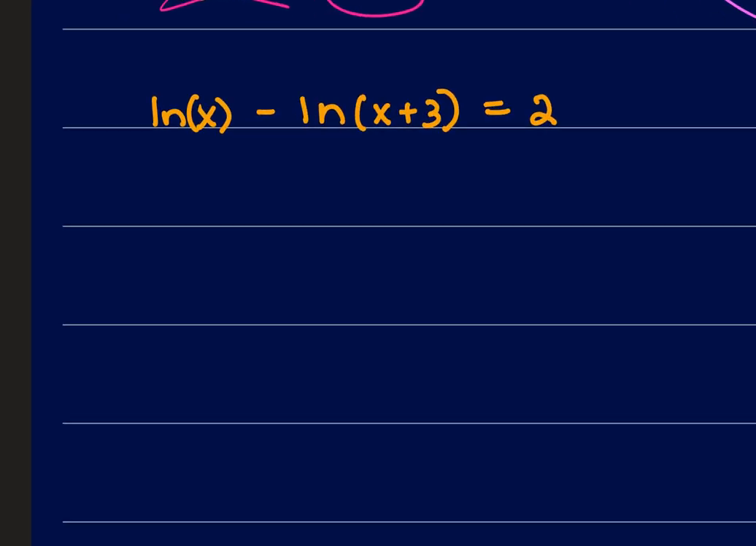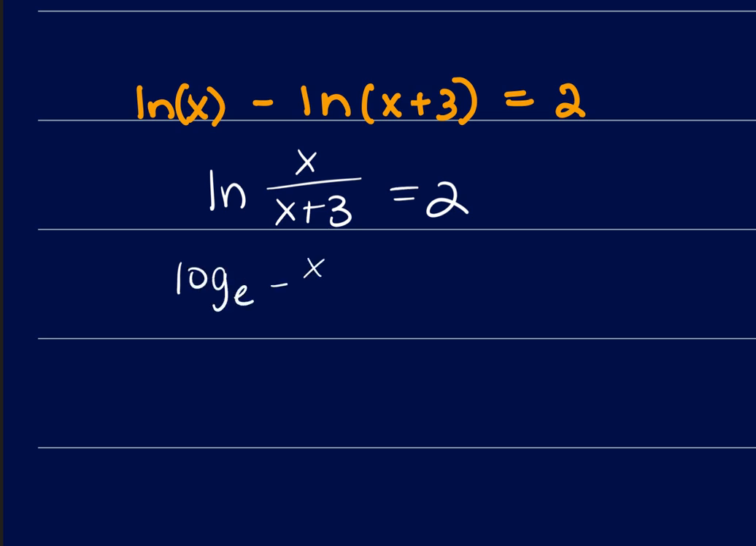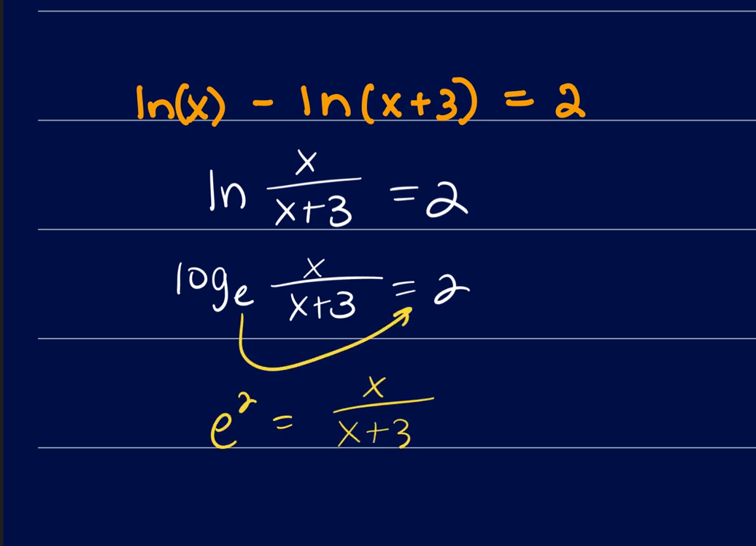Okay, last one. We're condensing again, and this time it's minus again, which means division: x over x plus 3 equals 2. And this time I only have one log, right? I have an ln on the left-hand side. So I'm going to convert it to exponential, but ln becomes what first? Log base e. Then I convert it to exponential. So e to the second would equal x over x plus 3.